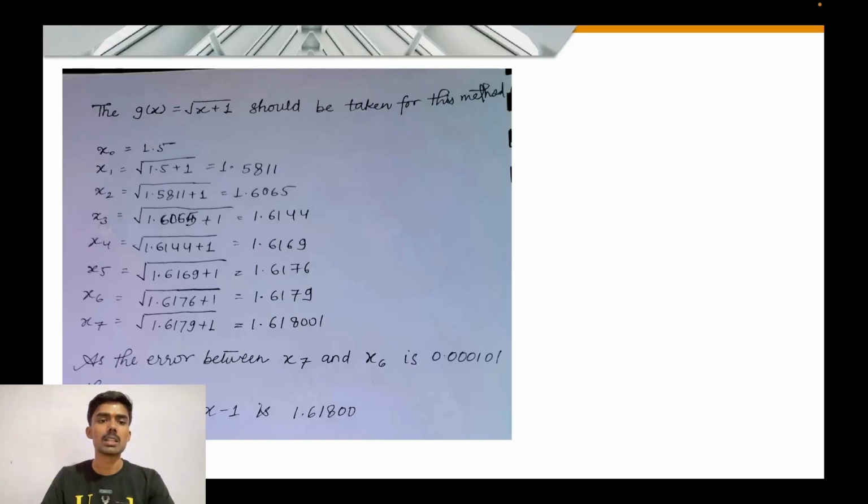And in the next step we perform similar operations up until we get a very small error, such as between x7 and x6 the error is only 0.000101, and it can easily be neglected. So our root of x square minus x minus 1 is 1.61800.